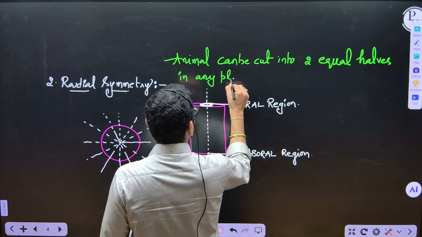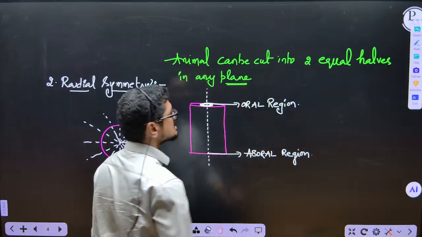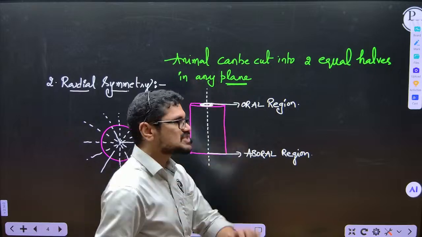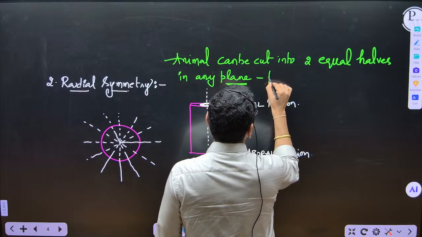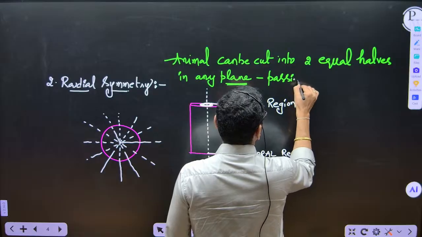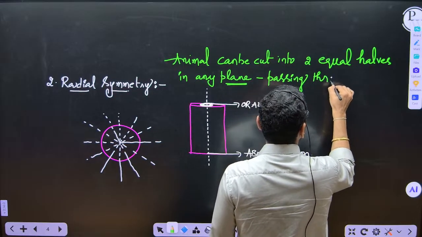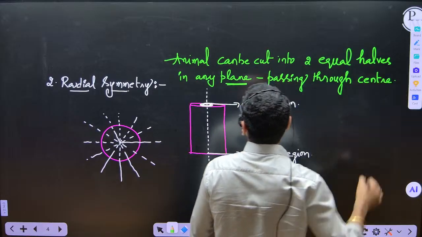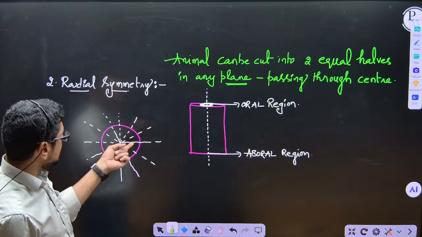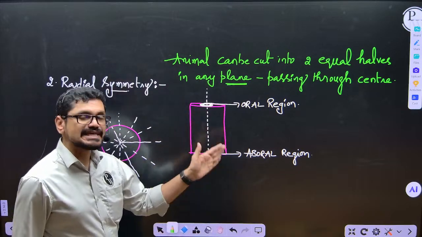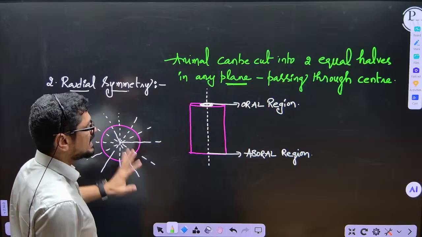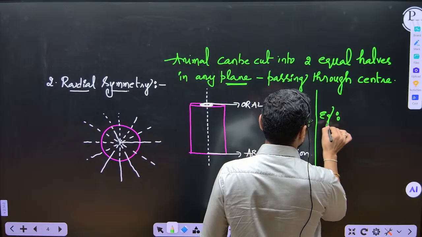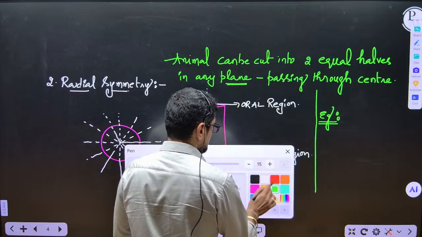Plane is nothing but plane. There is another meaning for this word plane that I will tell later. Simply we can imagine it as a direction, but the word direction is not correct. In any plane passing through the central axis, through the center, the animal can be cut into two equal halves. In any plane passing through the center, that is called radial symmetry. Example.